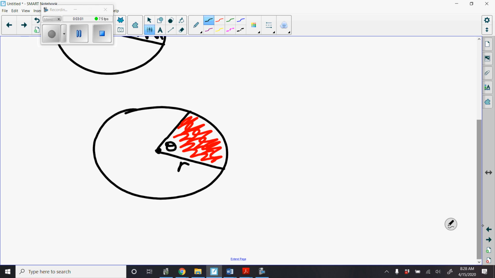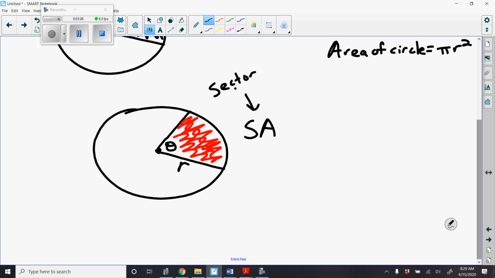All I have to do is remember the formula for the area of a circle. Just as a reminder, area of the circle equals pi r squared. So a sector area is just a fraction of the area of the circle, and that fraction is our central angle over 360.